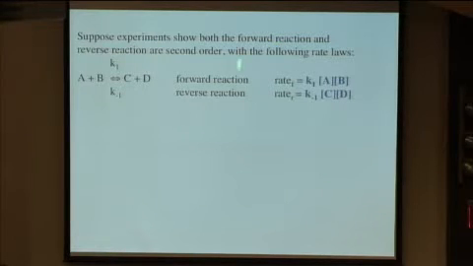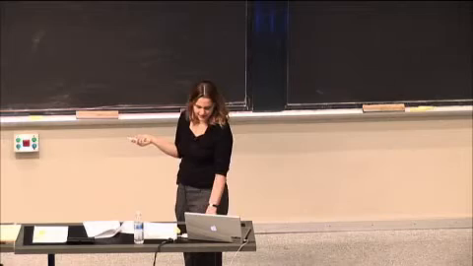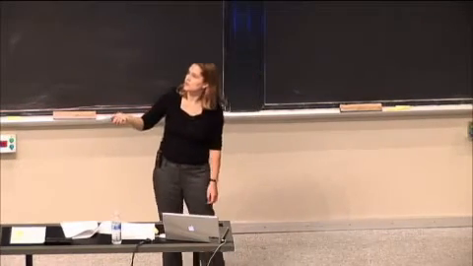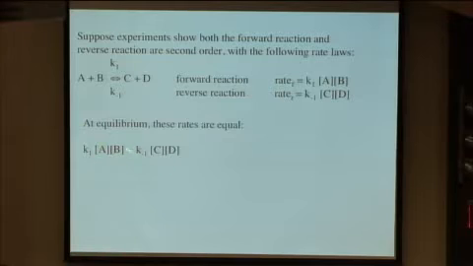So here we have these rates. And at equilibrium, those rates are going to be equal. So at equilibrium, little k1 times A times B is going to be equal to little k minus 1 times C times D. And at equilibrium, we have CD over AB is equal to K1 over K minus 1.